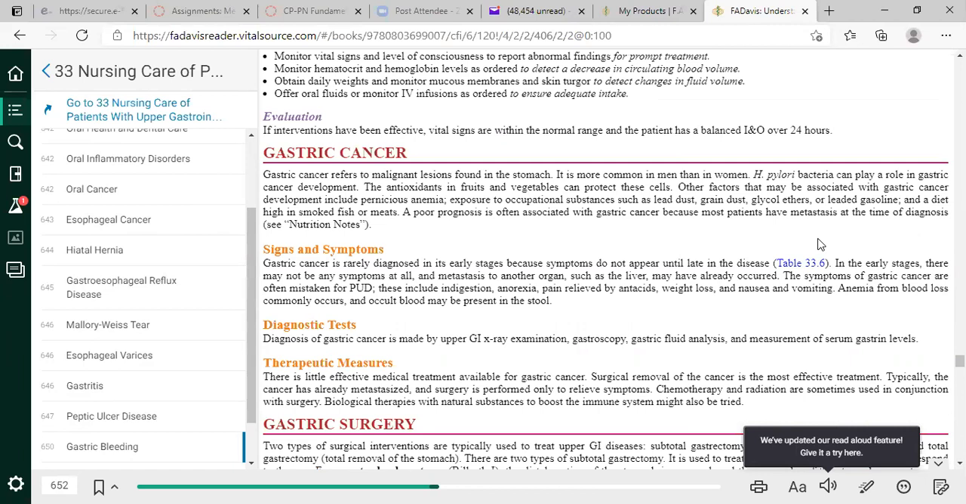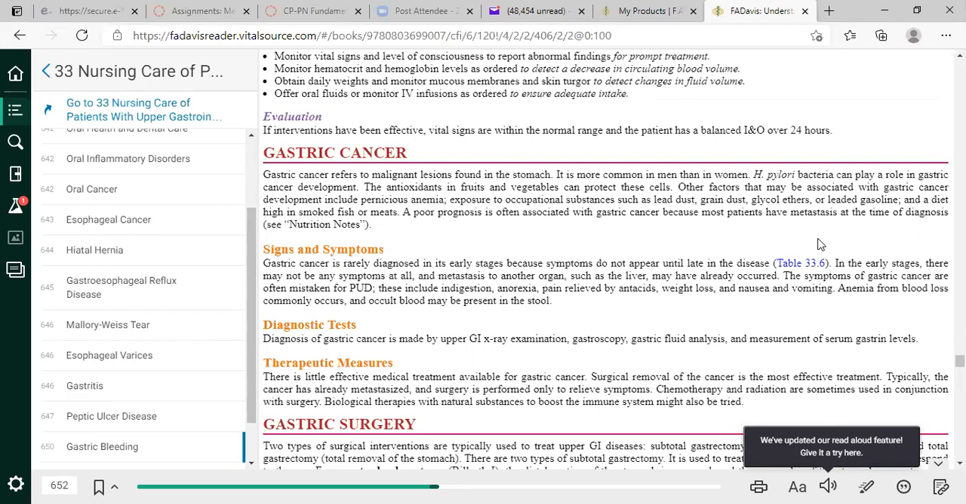Gastric cancer refers to malignant lesions found in the stomach. It is more common in men than in women. H. pylori bacteria can play a role in gastric cancer development. The antioxidants in fruits and vegetables can protect these cells. Other factors that may be associated with gastric cancer development include pernicious anemia, exposure to occupational substances such as lead dust, grain dust, glycol ethers, or leaded gasoline, and a diet high in smoked fish or meat. A poor prognosis is often associated with gastric cancer because most patients have metastasis at the time of diagnosis.